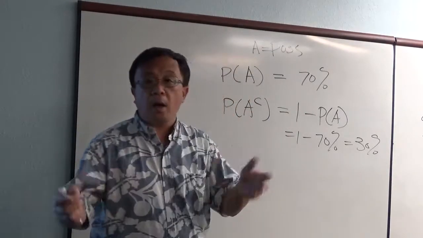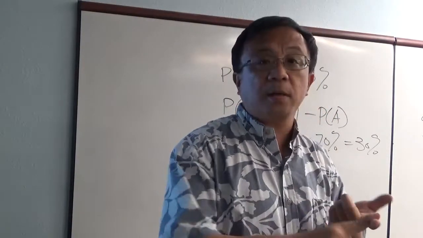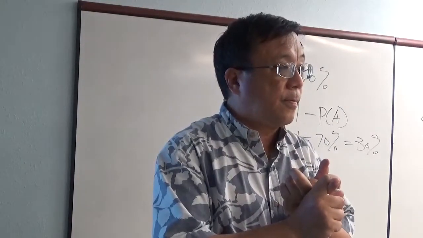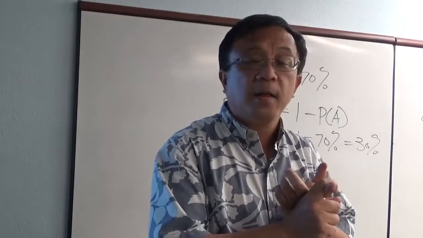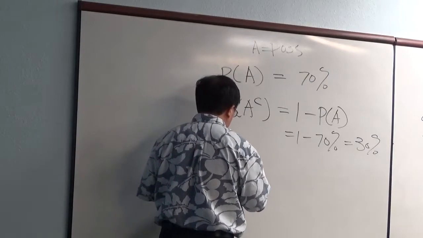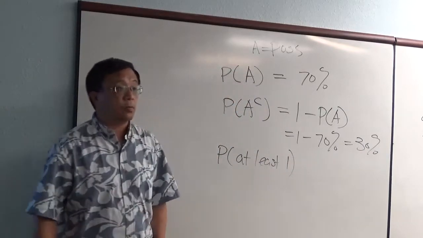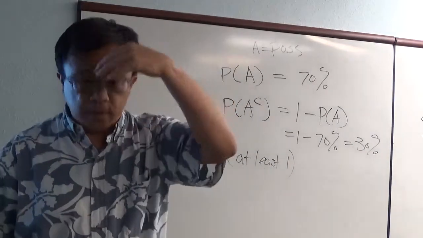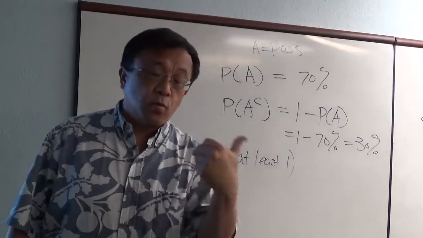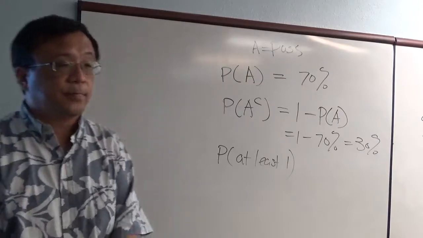So, do you have any good examples of complement events? Pass, fail, right? Happy, not happy? Rich, poor? Not in between. And how about the probability of at least one? Let's say you are going to have 3 children. You plan to have 3 children. So what's the probability of having at least one boy?